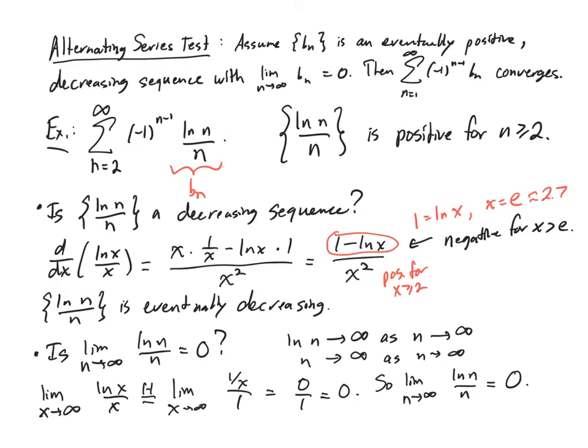Okay, so we've fulfilled both conditions of the alternating series test, and so we can say that by the alternating series test, the series converges.